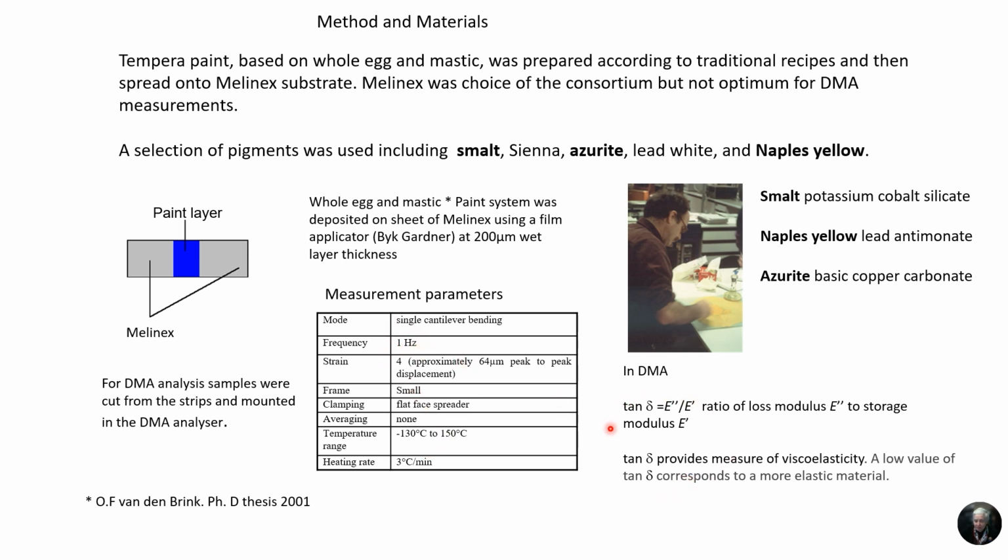So the parameter that we recorded is tan delta, and this is the ratio of the loss modulus to the storage modulus. And tan delta provides a measure of viscoelasticity, and a low value of tan delta corresponds to a more elastic material.